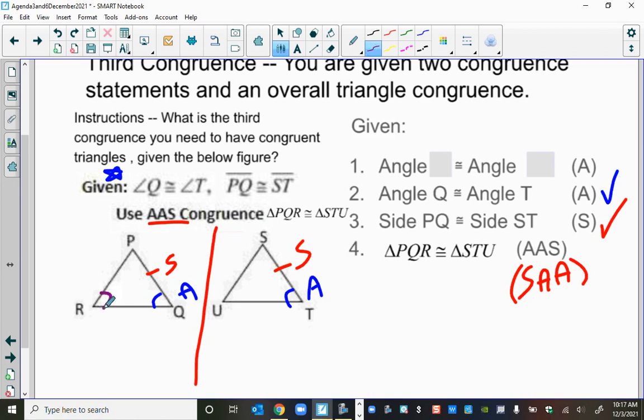So it has to be this one here, because in the end, you have your AAS or your SAA. Now, what if we had put it here? Would that work, if we had used this angle up there? So that's why we couldn't use that. Very good. We couldn't use angle P or angle S. So we had to go with angle R and angle U. Well done.